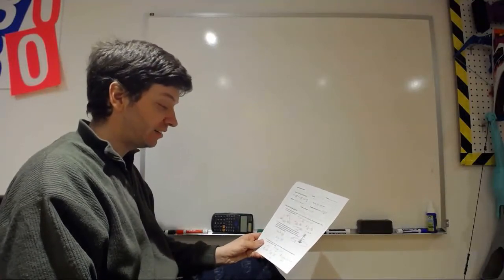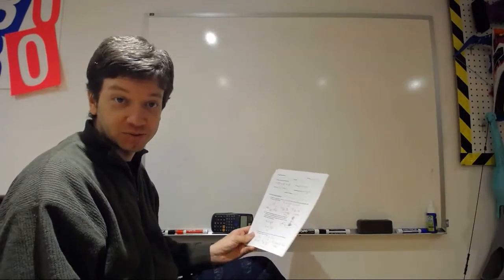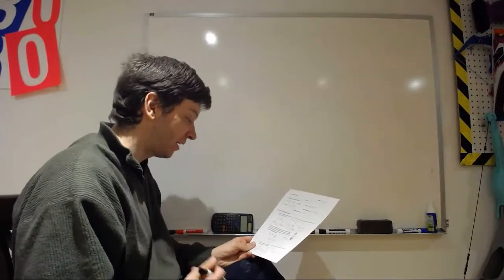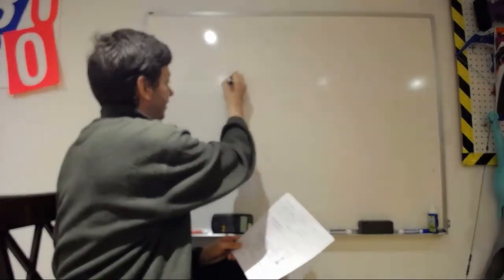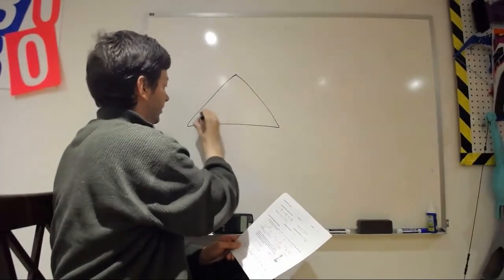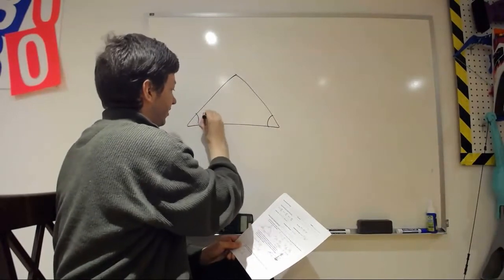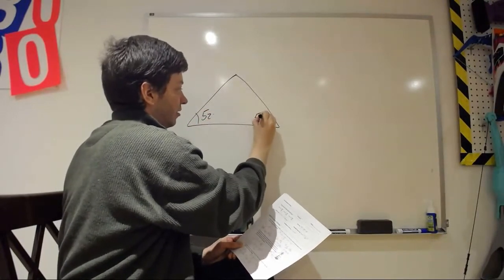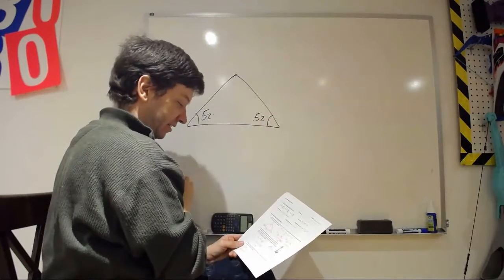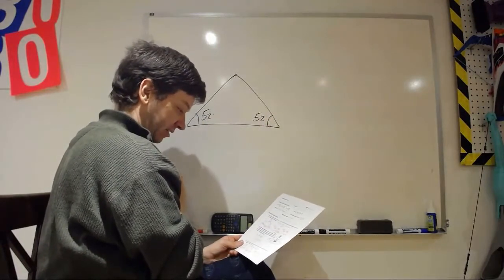The one I want to do with you is question number 3. Question number 3 says an isosceles triangle has 2 sides, which are both 6.8 centimeters, and 2 angles, which are both 52 degrees. That would make up an isosceles triangle. Let's just draw that. These are angles 52, and those opposite sides would be the same, 6.8.